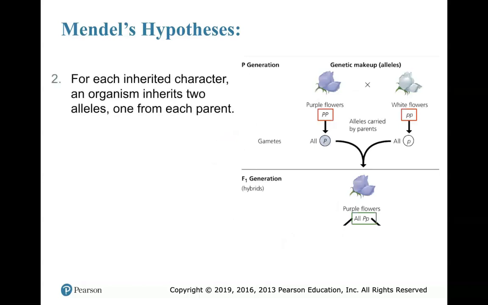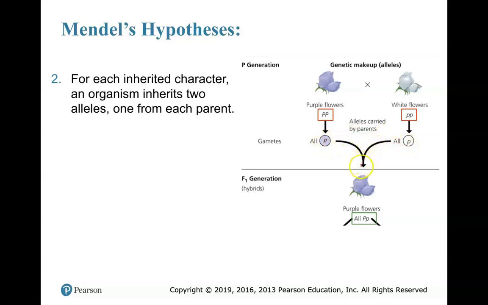Hypothesis number 2. For each inherited character, an organism inherits 2 alleles, one from each parent. So here's my parent generation. There's that uppercase P, purple color. I'll discuss in a bit what I mean by the uppercase, lowercase. That'll come up. Here for the white color, there's that lowercase p.